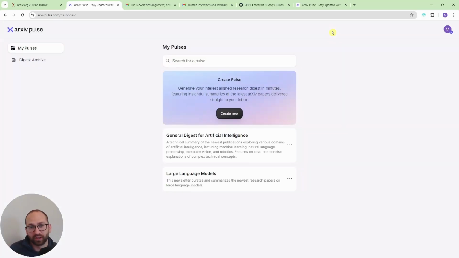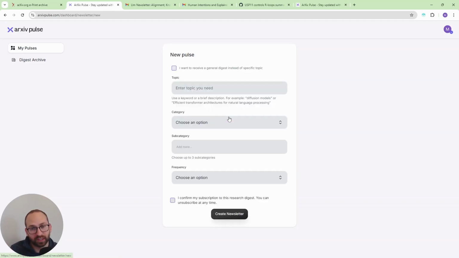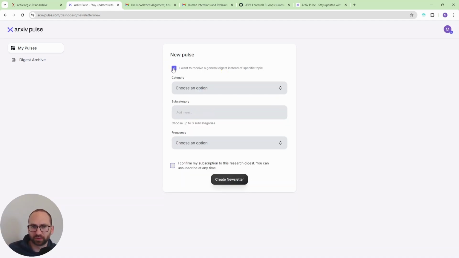So you log in and then you create your pulses. Essentially, you can either create a digest, a general digest, or a newsletter. All you need to do is create new, and then I want to receive a general digest instead of a specific topic. What it means is that rather than having a newsletter on a specific topic, you will just get an overview of what is going on in the field. So let's start with this. Yes, this is what I want to do.